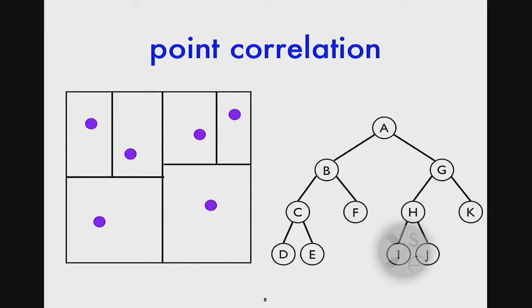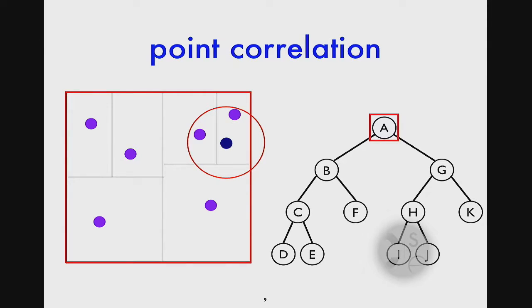So how does this tree structure help me solve point correlation? It works as follows. I take my point, I start at the top node, and I ask, does that circle intersect that box? If it does, that means there's a chance that there's some point in the subspace that is inside the circle. Right? If the answer is yes, I just keep recursing.